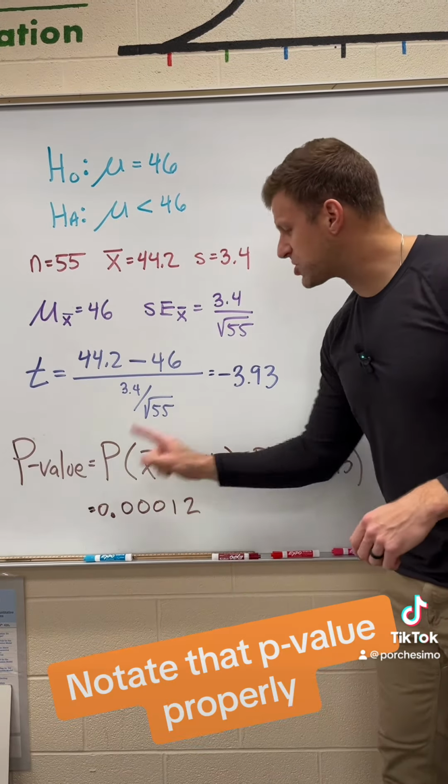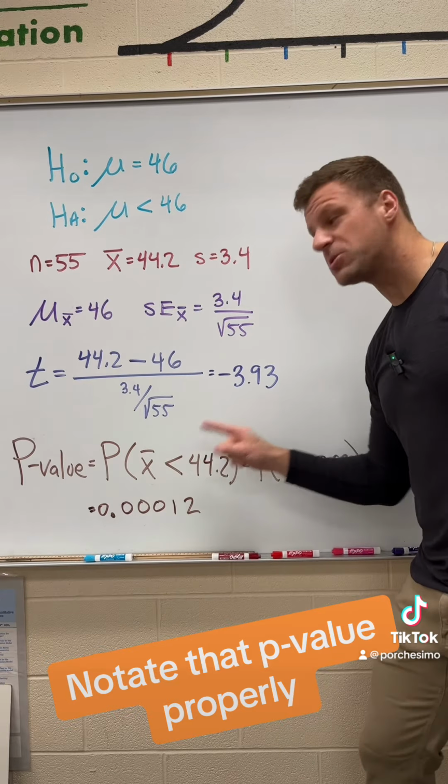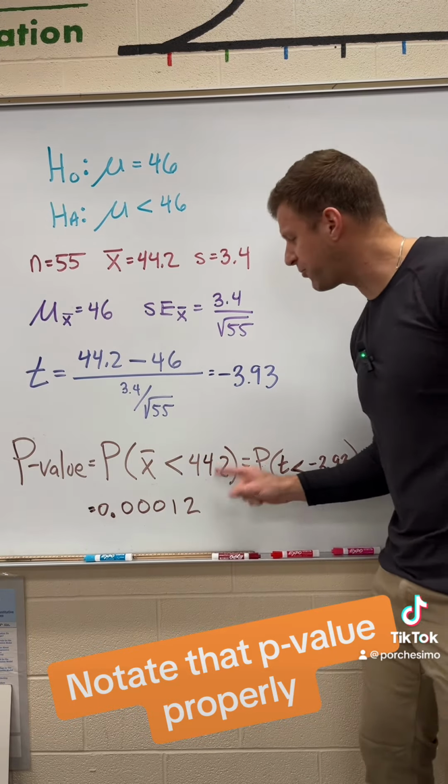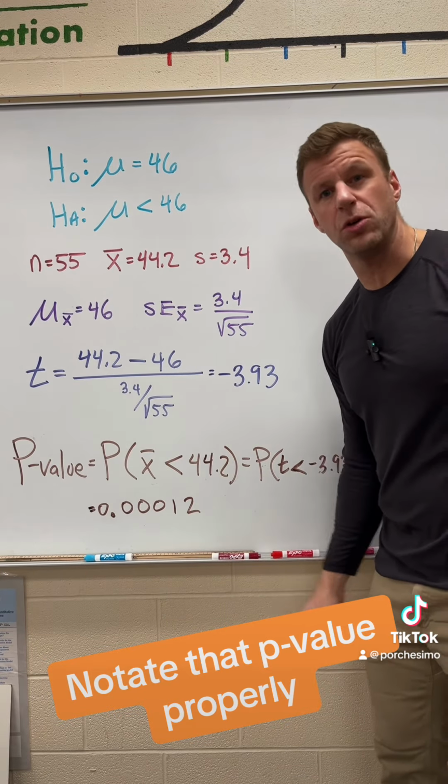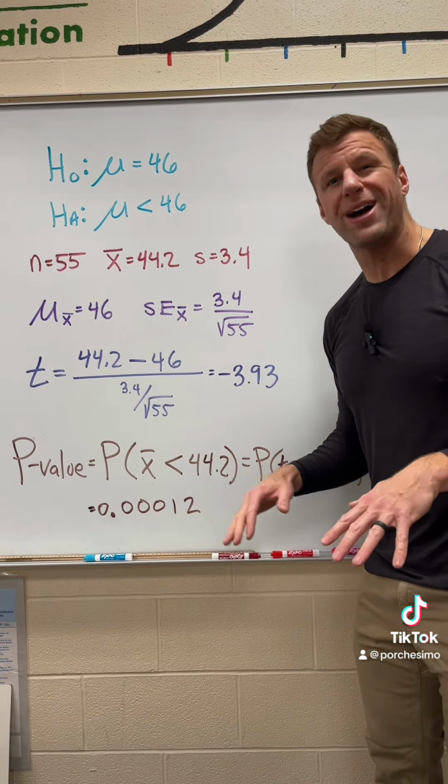Finally, we have our p-value, which is the probability that any other sample mean is more extreme than the one I found of 44.2. Use our t-score to get that, and we get 0.0012. Using proper symbols, though, throughout the whole process is vital.